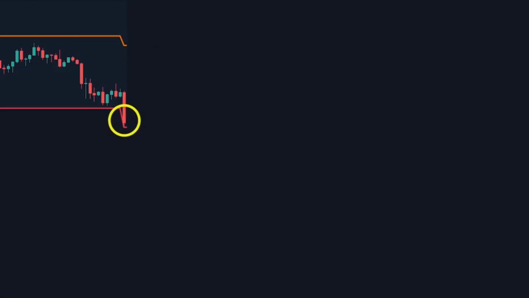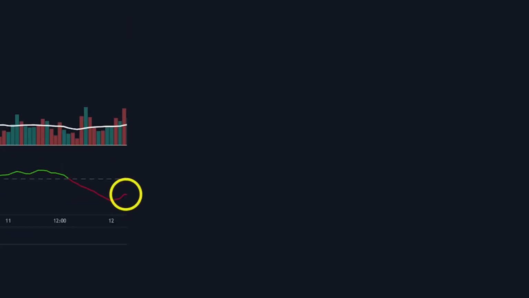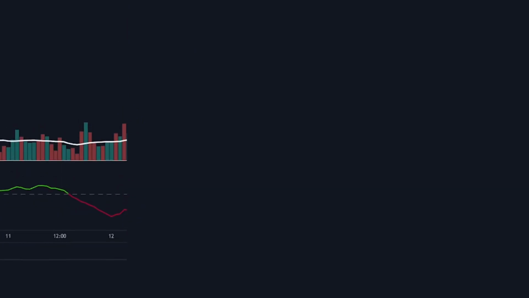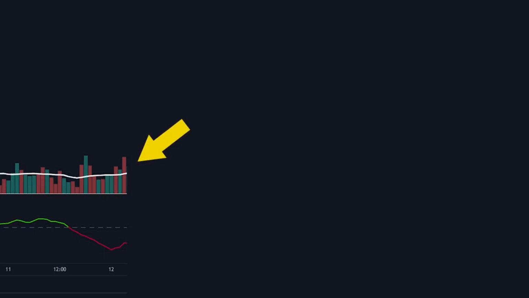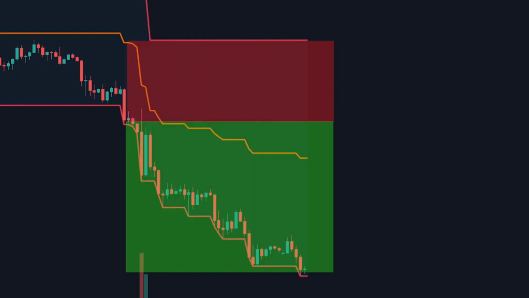First, you want price to hit the lower band. Check the LWTI indicator and make sure it's red. Then finally, you want the volume again to be above the white line, but this time you want the bars to be red. Enter here, set your stop loss right above the middle orange line, and set your take profit at a 2-to-1 risk to reward ratio. And just like that, you have another winning trade.